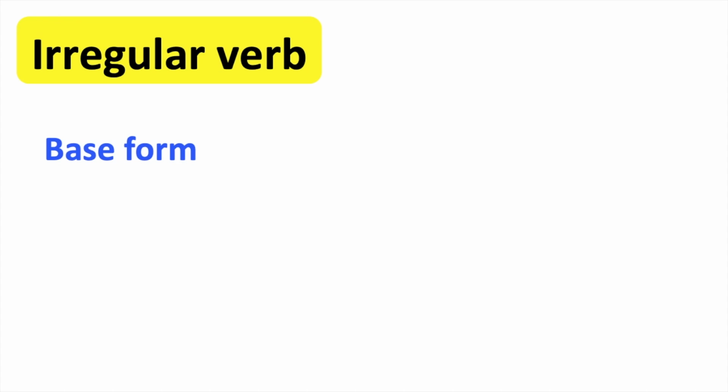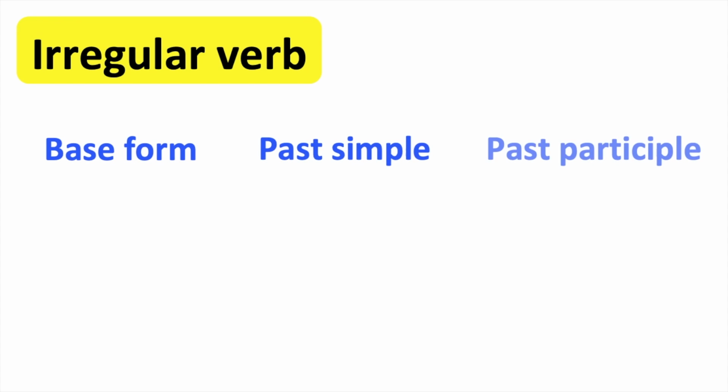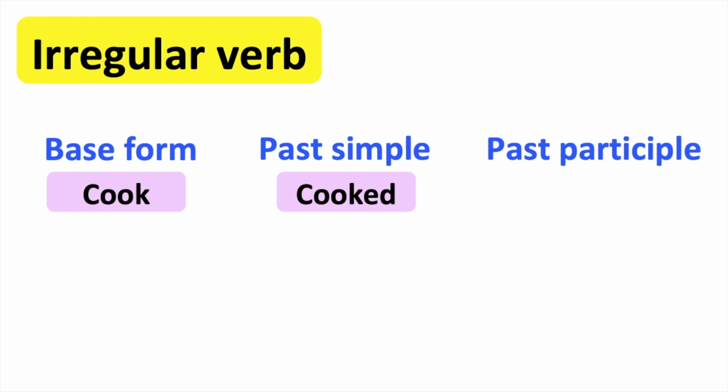Let's look at an example. We have the base form, past simple, past participle. Cook is the base form of the verb. The past simple form is cooked. As you can see, we have added ed to the end of the word. The past participle is also cooked. Therefore, this is a regular verb.